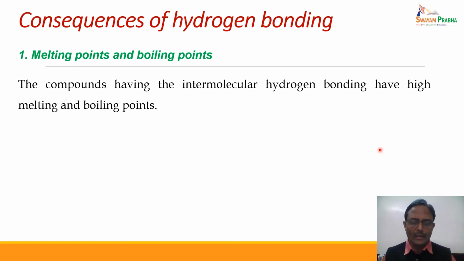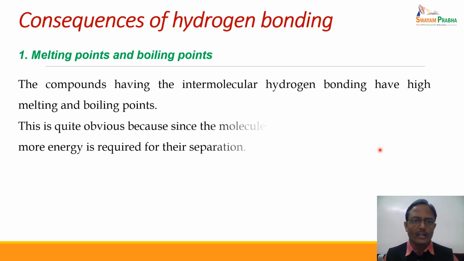Now what is melting point? It is the temperature at which a solid gets converted to liquid. Boiling point is the temperature at which a liquid gets converted into gas. Basically, when a solid gets converted to liquid or a liquid gets converted into gas, the intermolecular distance increases. Now if there is intermolecular hydrogen bonding, then more energy will be required to separate the molecules from each other, and as a result the melting or boiling point will increase.